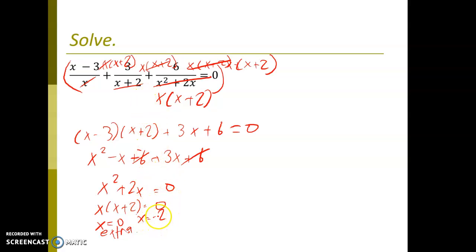And then if we plug in a negative 2 there, our second term is going to be 3 over negative 2. And if we plug the negative 2 into our third term, we're going to get 6 over, well, that's just going to be 6 over 0. So both x equals negative 2 and x equals 0 are going to be extraneous solutions.